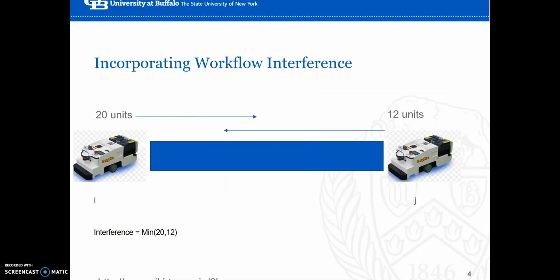In the workflow interference model that we've tried to implement, you have two AGVs at two different facilities, I and J. From I to J, the AGV is moving with 20 units, and from J to I, it's moving with 12 units. So obviously the AGV at facility J is going to have to wait till the AGV at facility I comes back to J. So there's really a conflict. And why are conflicts of interest? They basically delay production, and it's going to cost you a lot of money.